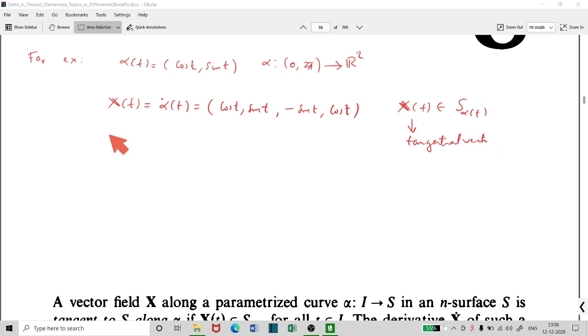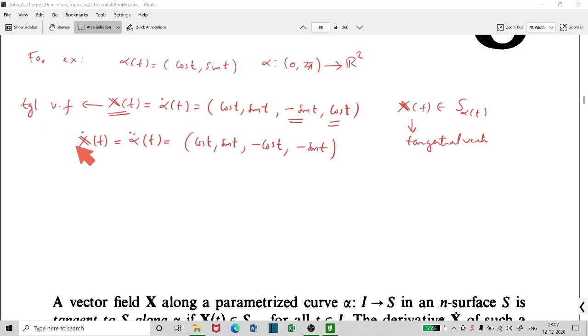Now you can define the derivative of this X of t, X dot t. That is defined as the derivative of this one, that is alpha double dot t. Alpha double dot t is at the point (cos t, sin t). This vector field assigns the derivative of these components. That is dx1 by dt, which is minus cos t, and dx2 by dt, which is minus sin t. So this is the derivative of this tangential vector field.